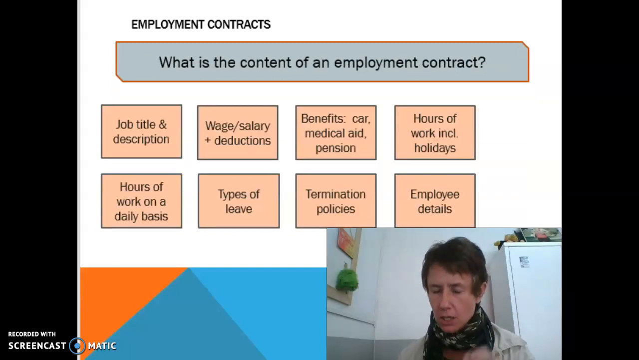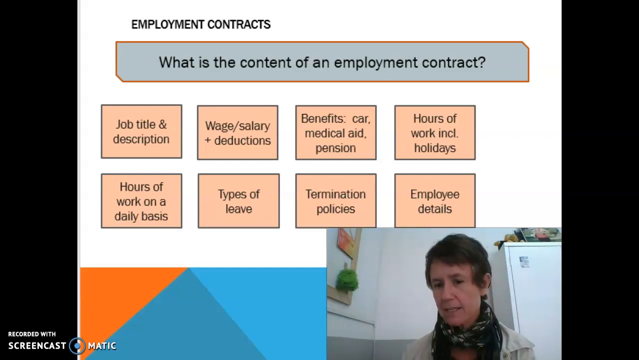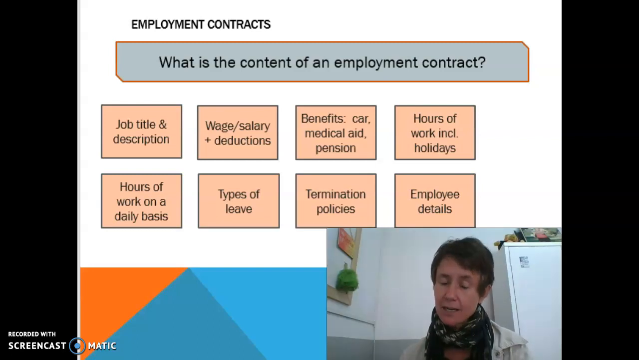So what is the content of the employment contract? It gives you the job title and the description. So you're an educator, you're teaching business studies. It tells me how much I'm going to earn and what money is going to come off my salary. It tells me whether or not I have any benefits like a car allowance, medical aid. It will give my working hours and the number of days holiday that I get in a year. It will also stipulate how many hours I'm allowed to work in a day, what kind of leave I'm entitled to, and if I want to leave, what is the termination period? How much notice do I need to give in?